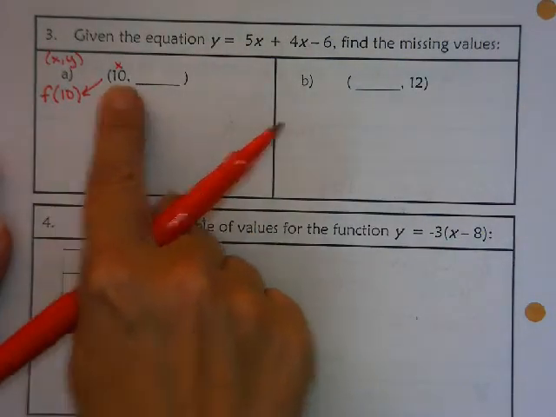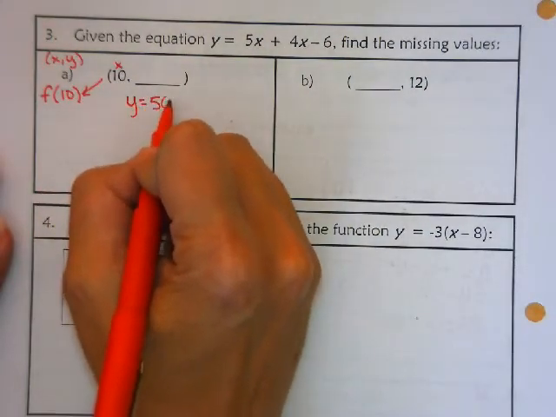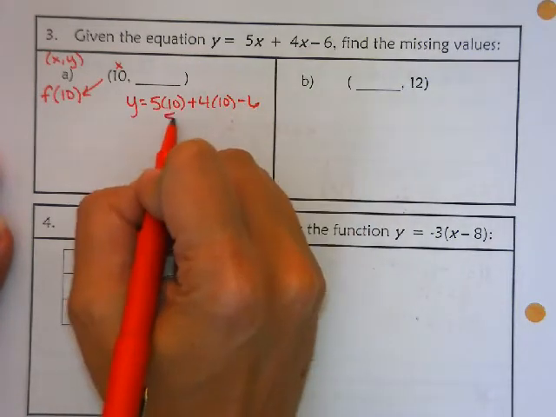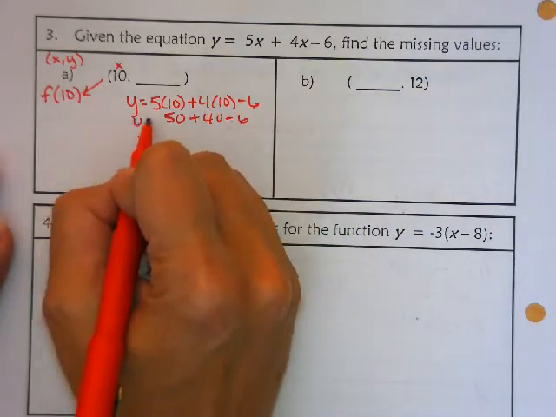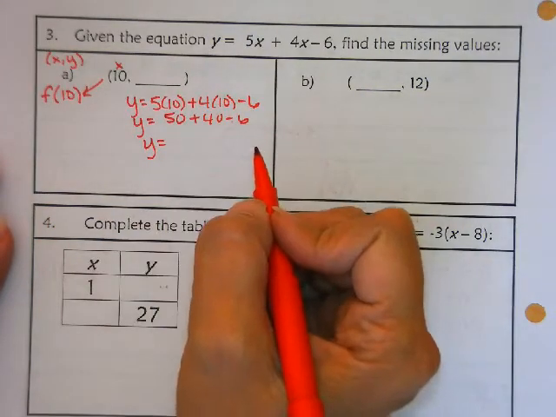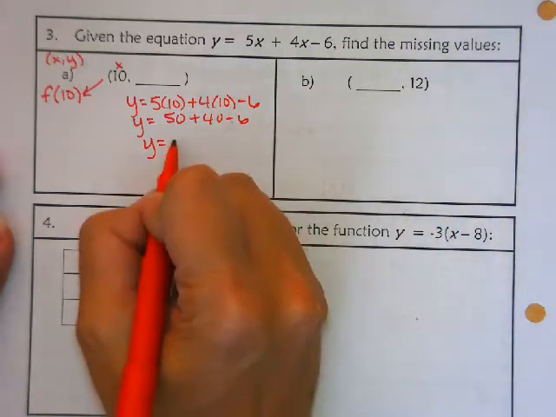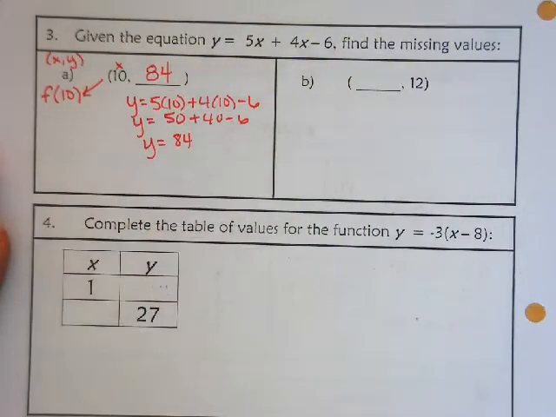So we're going to put 10 in place of x. Y equals 5 times 10 plus 4 times 10 minus 6. 50 plus 40 minus 6. Y equals, anybody? Anybody? Bueller? 84. Good. So our coordinate would be 10, 84.